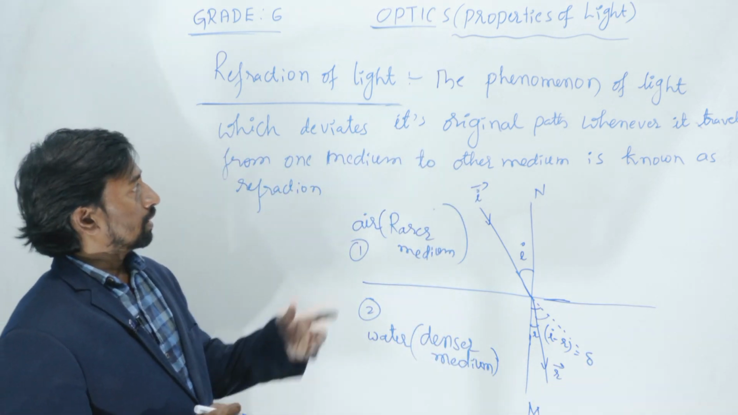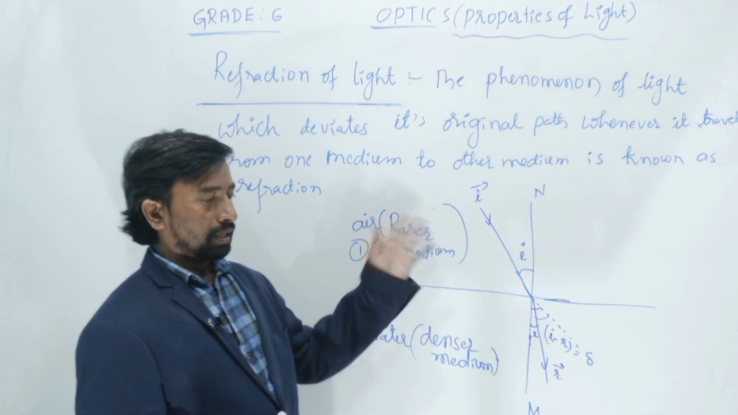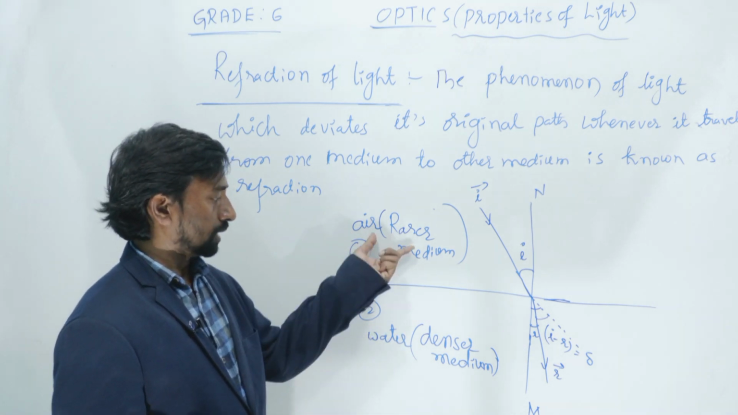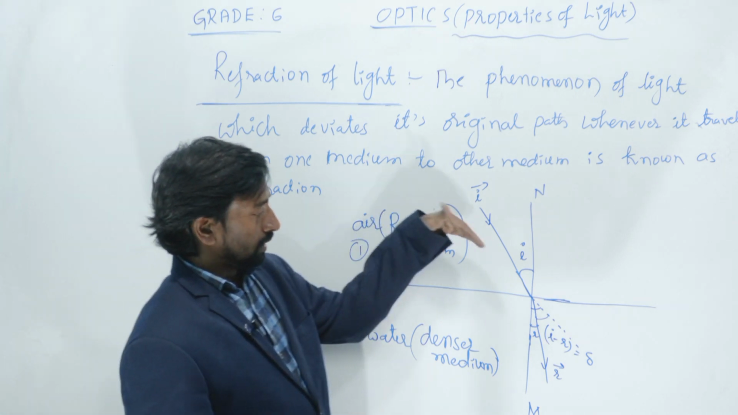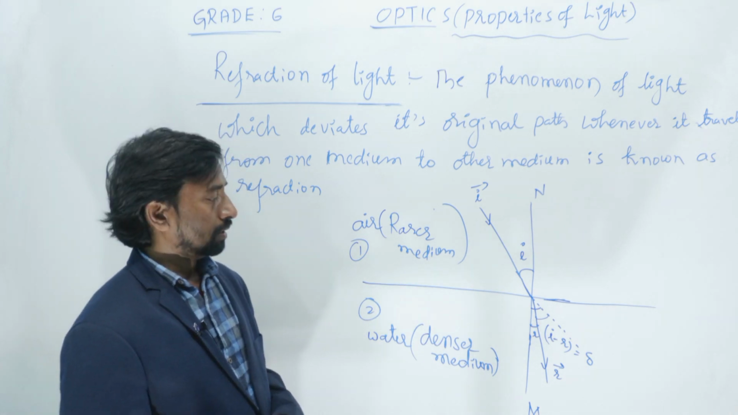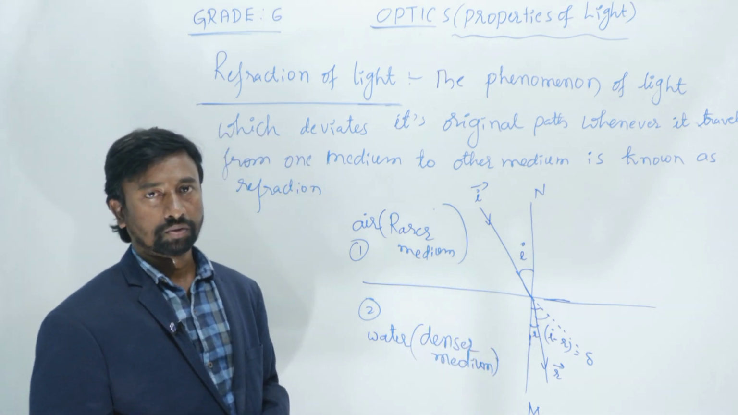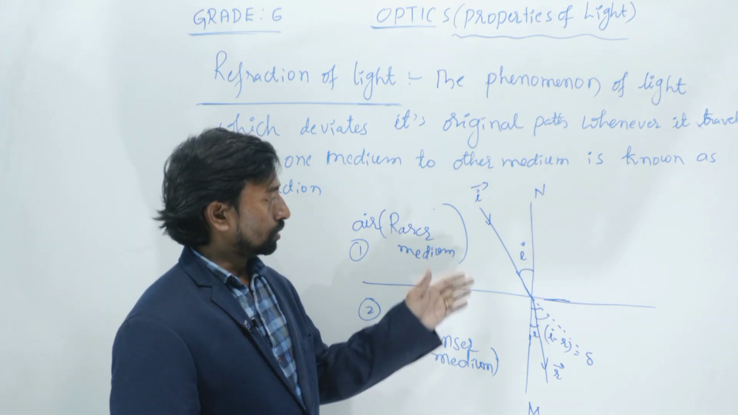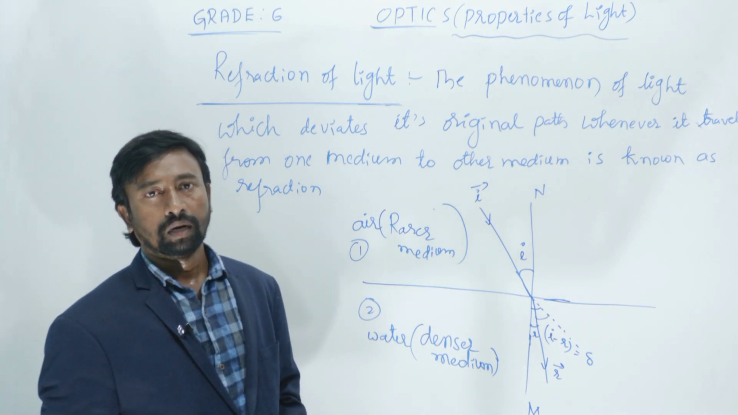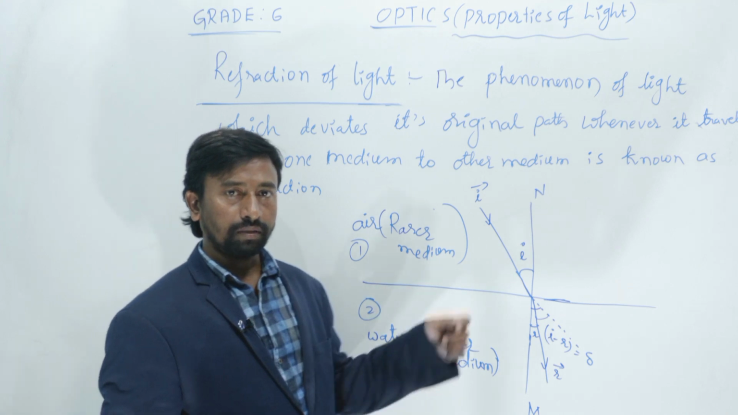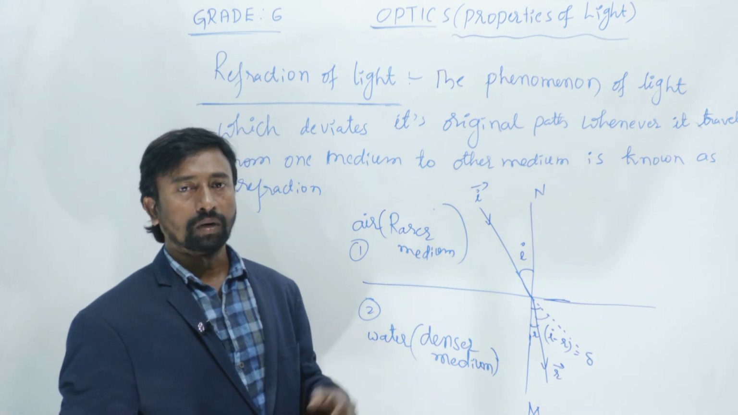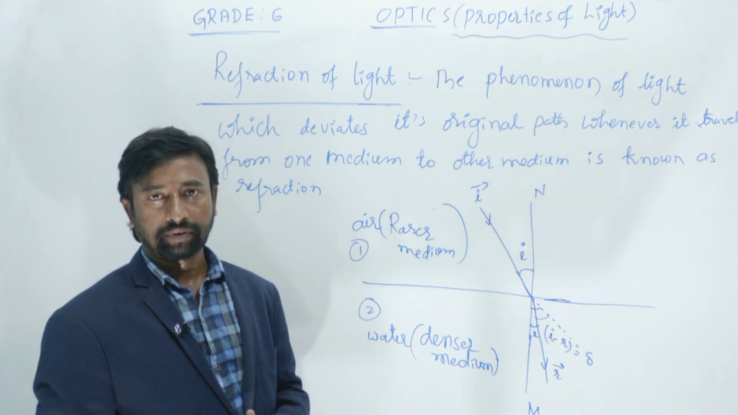So the phenomenon of light deviating from its original path whenever it travels from one medium to another. Now it is traveling from air to water, rarer to denser medium, so it deviates from its original path, or bends towards the normal, and travels in the medium. That phenomenon is called refraction. Due to this, the lemon appears bigger than its original size when dipped in water in a glass tumbler. And the stick placed in the water appears bent in the water. That is due to the phenomenon of refraction.